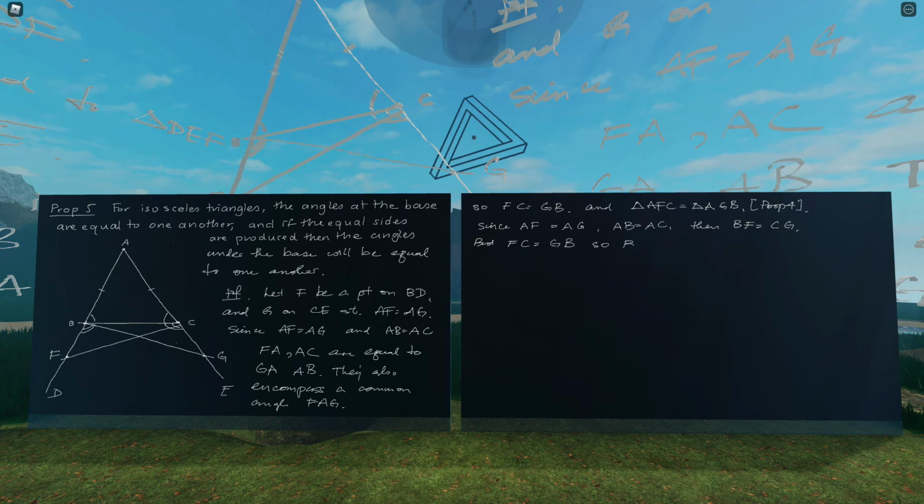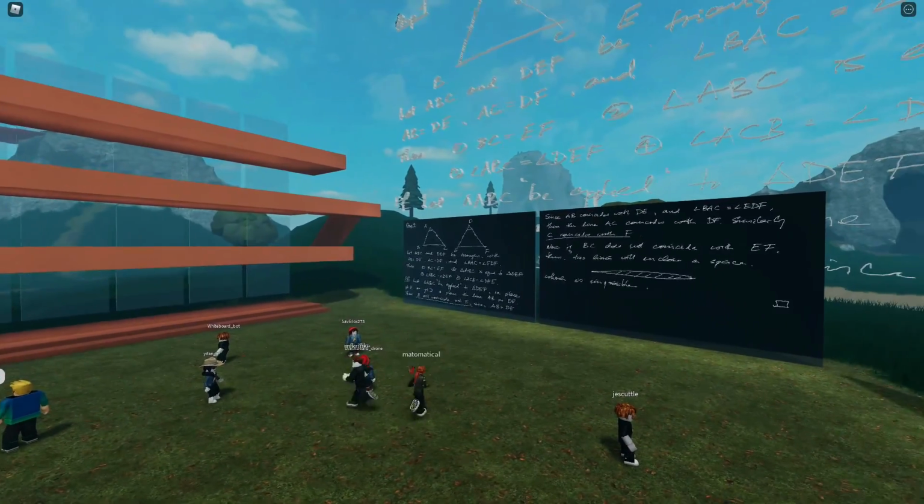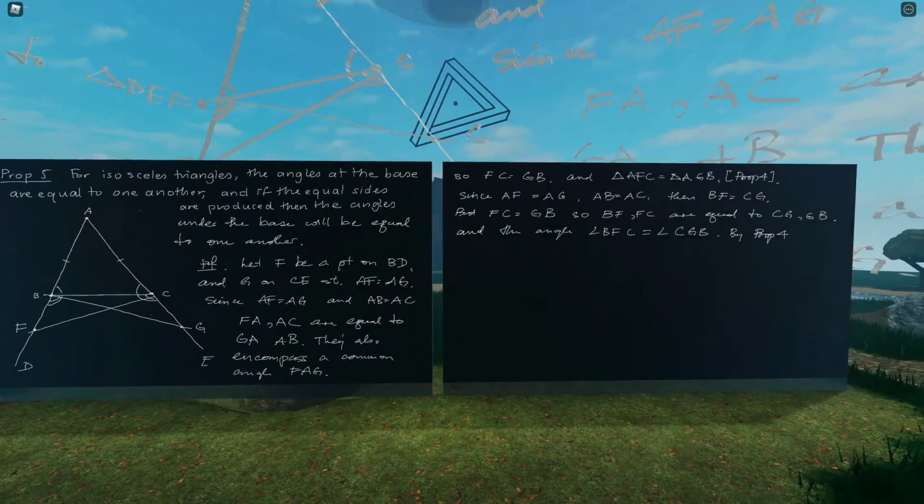So the two straight lines BF and FC are equal to CG and GB, right, respectively. And the angle BFC is equal to the angle CGB. Okay, going back to the diagram, BFC, right, is this little small triangle under the big triangle that we had, and CGB is the triangle on the other side. And so again, we're going to use proposition 4, right?